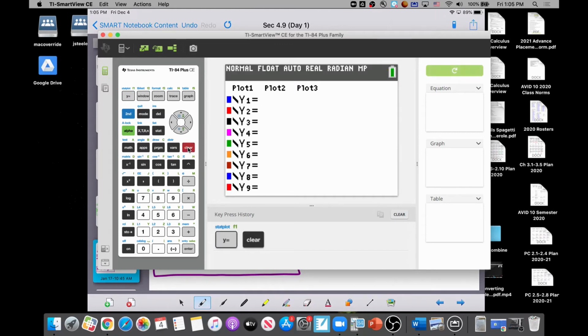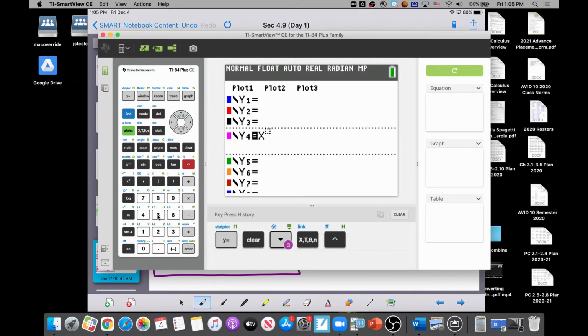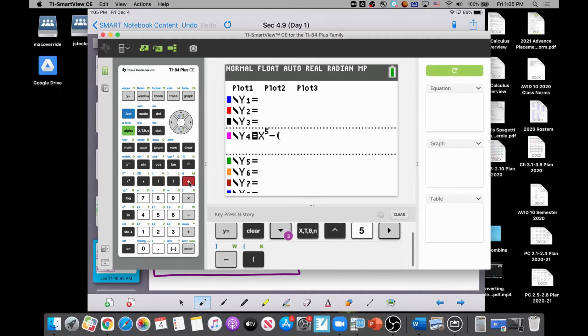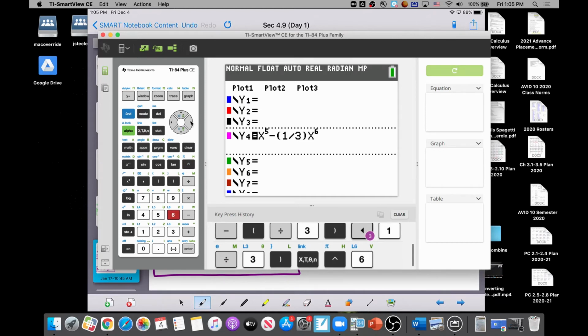Let's see, I want my antiderivative to be purple. Based on the colors on my paper, I'm going to put that in y4. It's pinkish, but close enough to purple here. So x to the 5th minus 1/3. I'm going to put 1 divided by 3 in parentheses. Whoops, missed the 1 there. x to the 6th. And then plus 4.